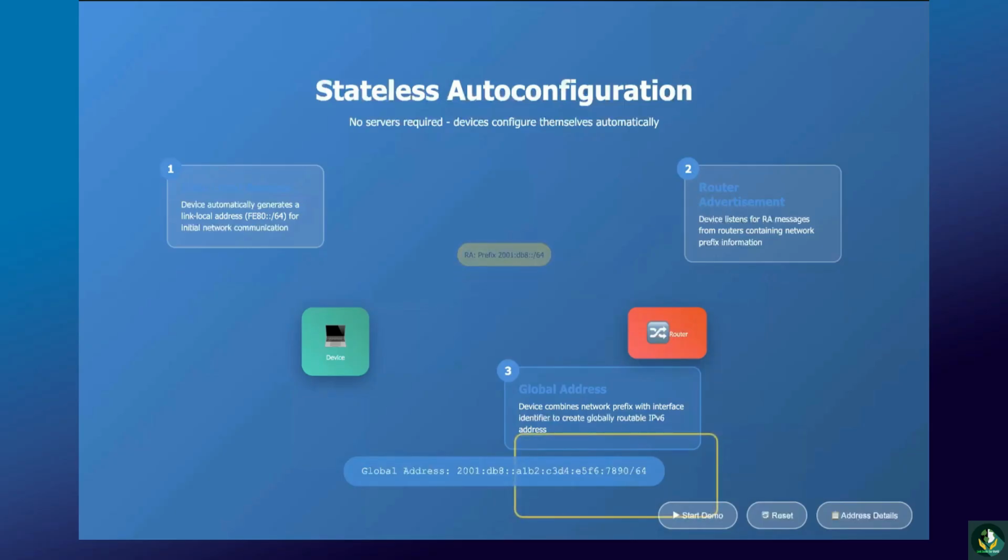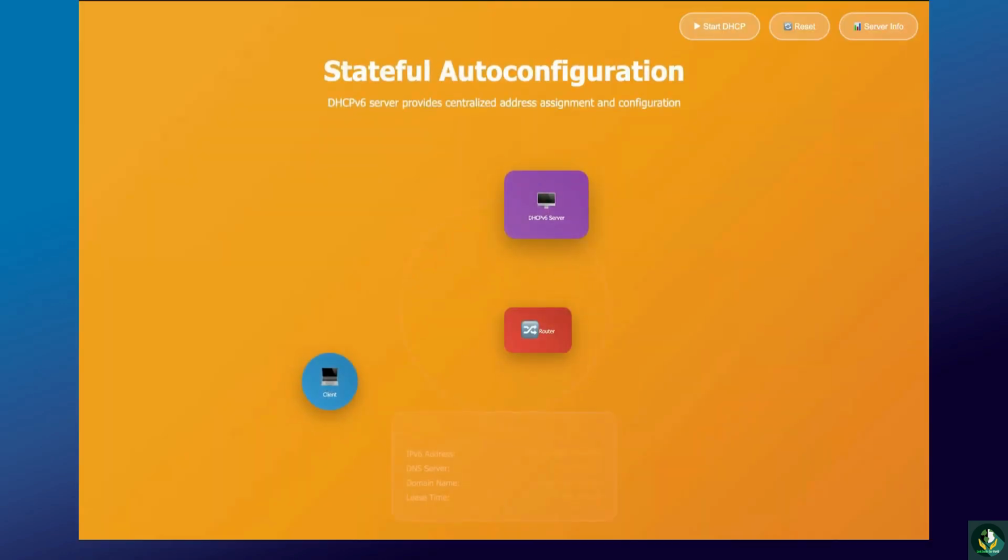The limitation of this process is as follows. Stateless autoconfiguration does not provide additional configuration options like DNS server addresses or domain names. So stateless autoconfiguration is ideal for simple networks where minimal configuration is required, such as IoT devices or small branch offices.